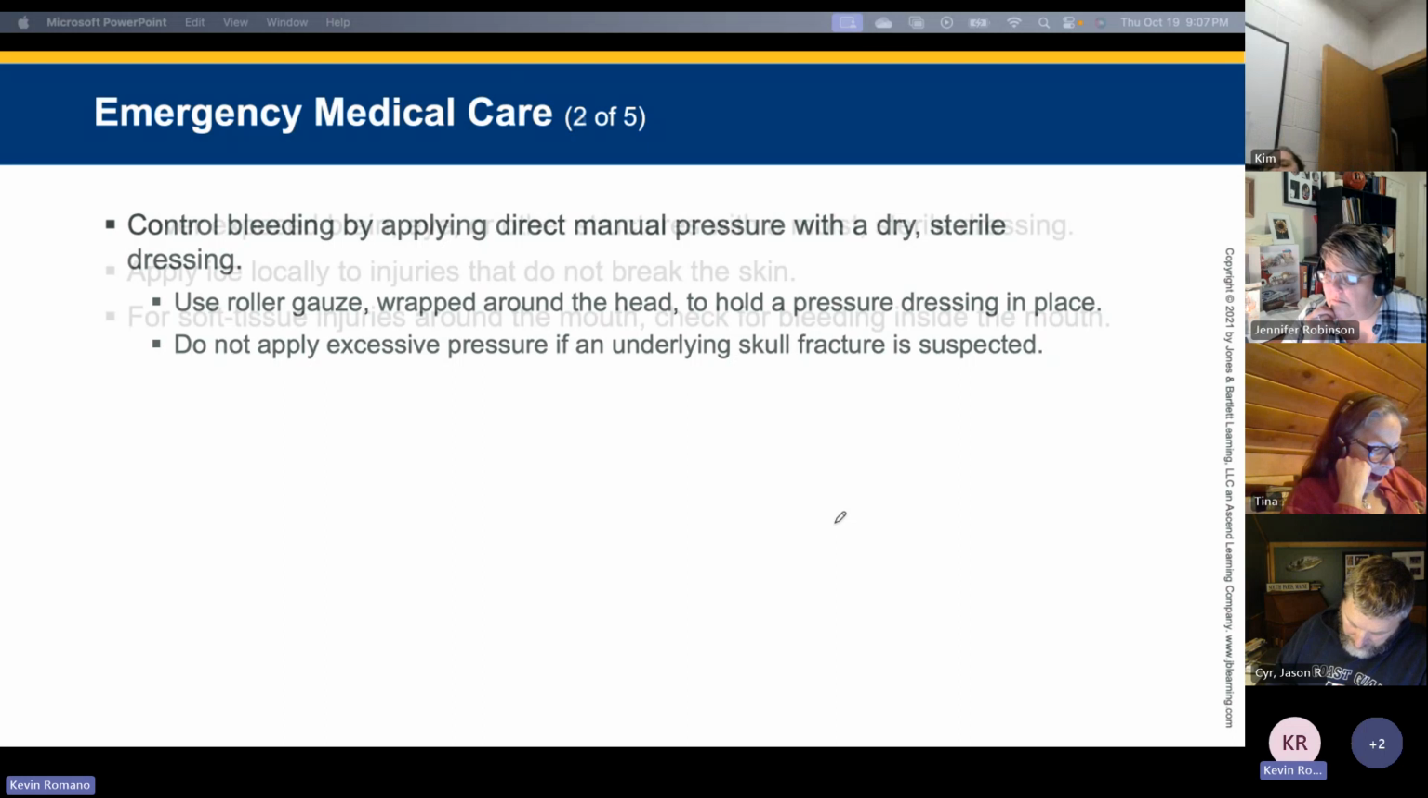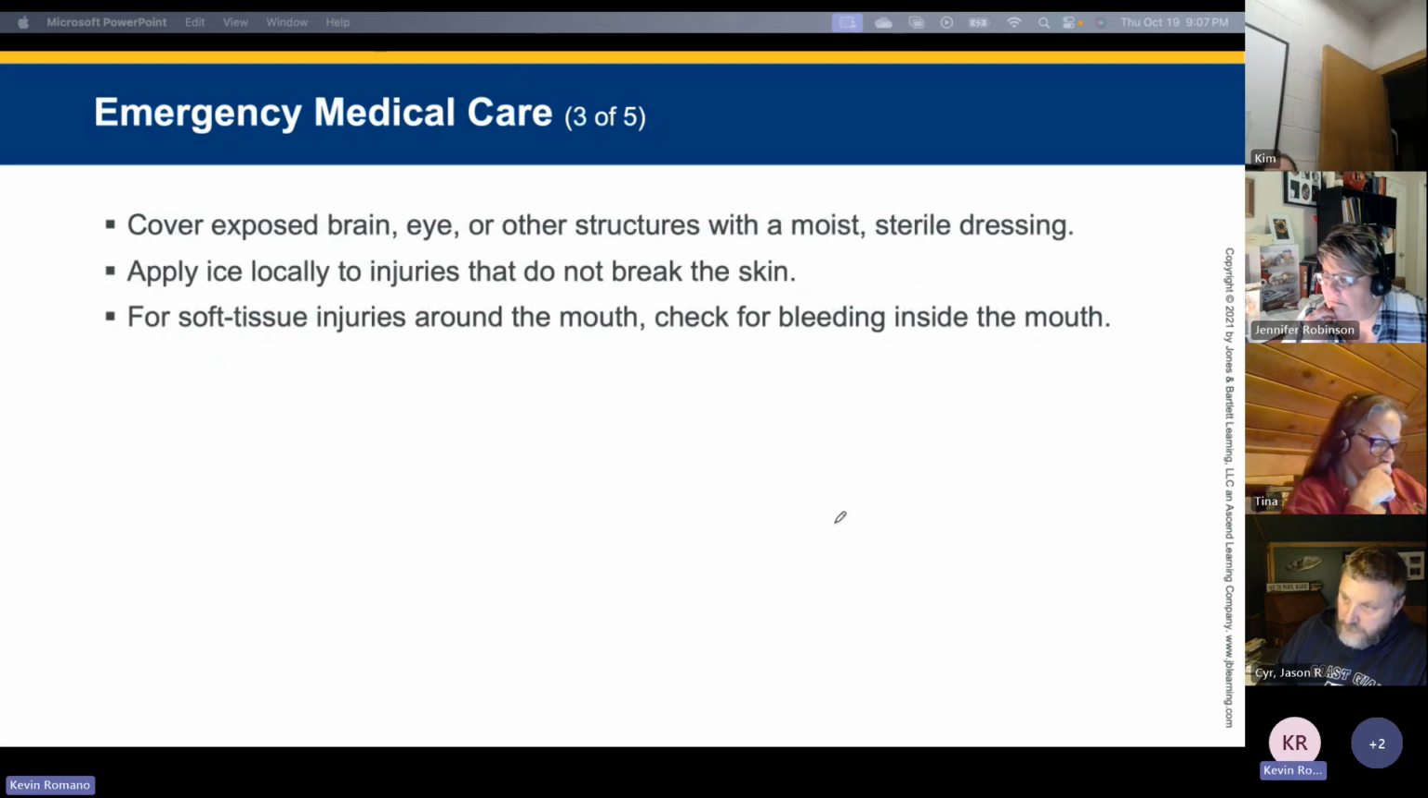All right. So when an injury exposes the brain, eye, or other structures, cover the exposed parts with a moist sterile dressing. Apply ice locally to injuries that do not break the skin. And for soft tissue injuries around the mouth, check for bleeding inside the mouth as well. So take your pen light and take a look inside.